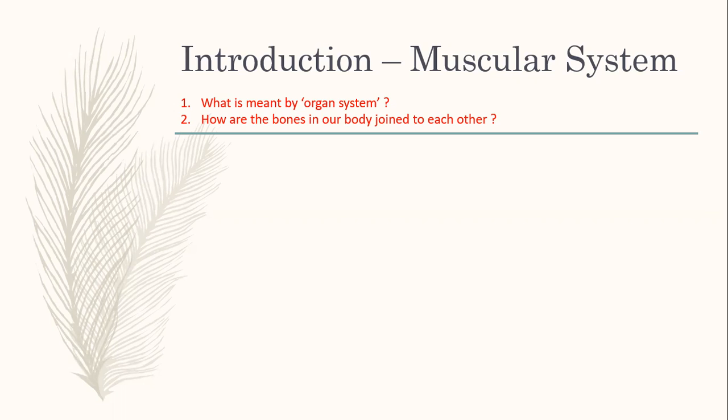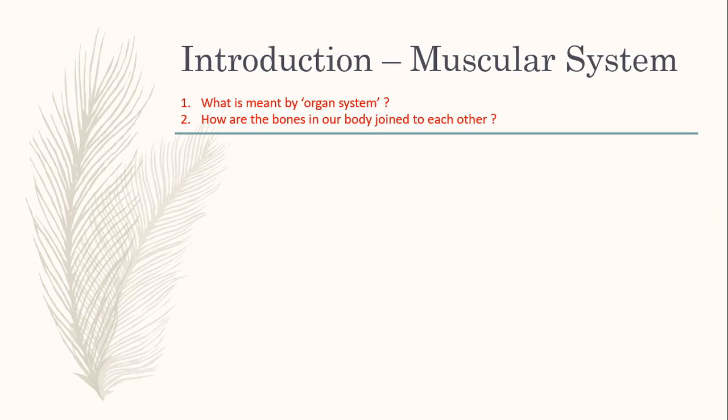And coming to the second question that says, how are the bones in our body joined? So basically, the question is, I am repeating again, how are the bones in a body joined to each other?